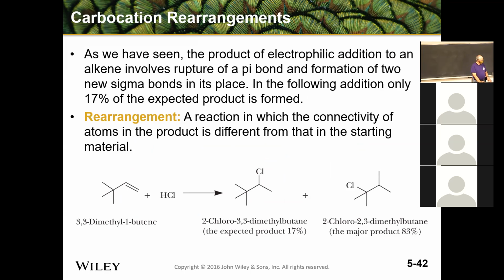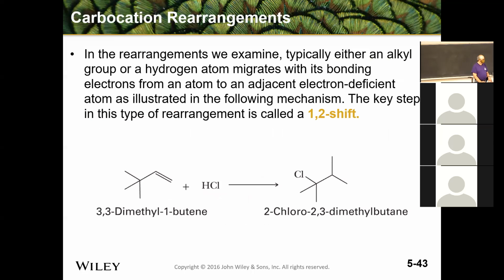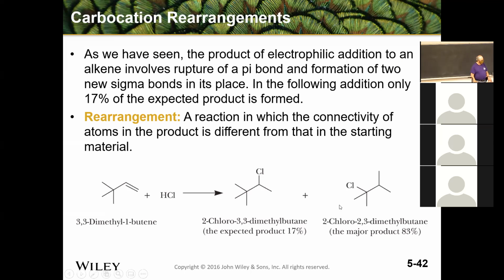Okay, rearrangement. The two most common forms of rearrangement are an alkyl, usually a methyl shift, or a hydride shift. Okay, and that helps to explain why we don't get this expected product. Instead, we get mostly this one.